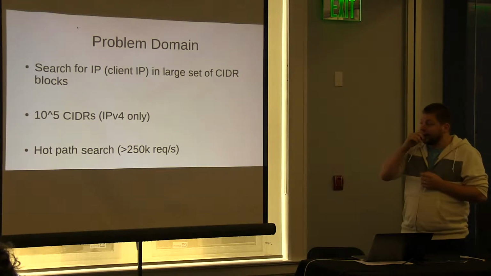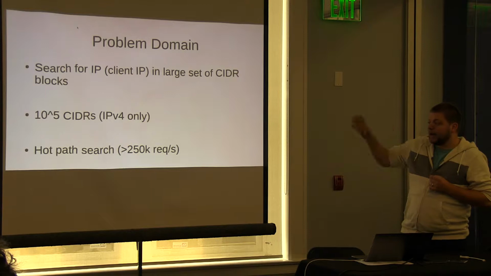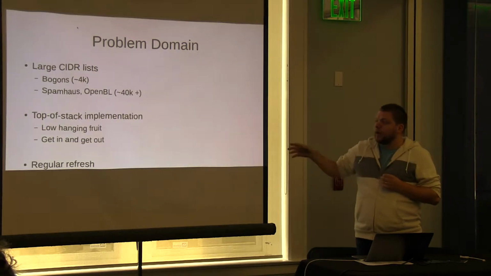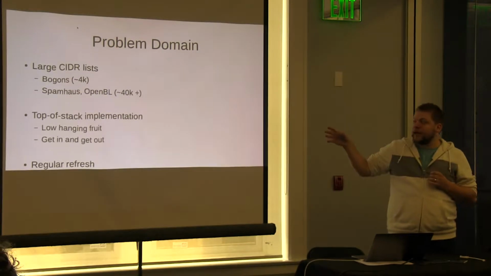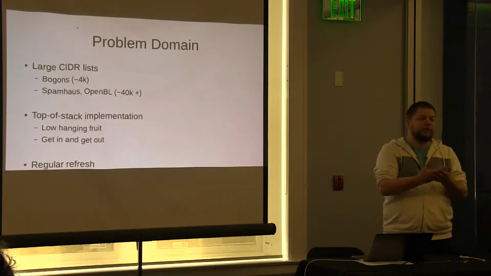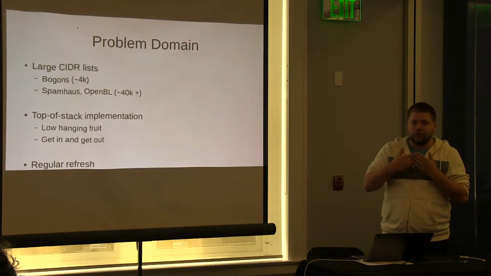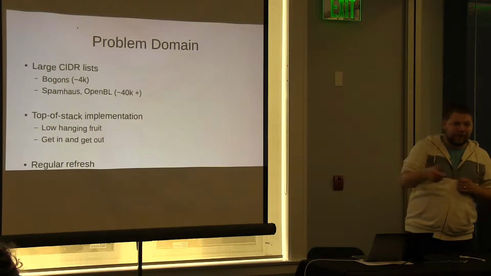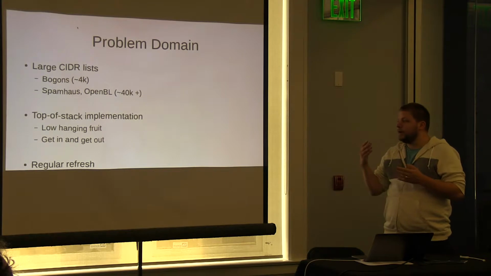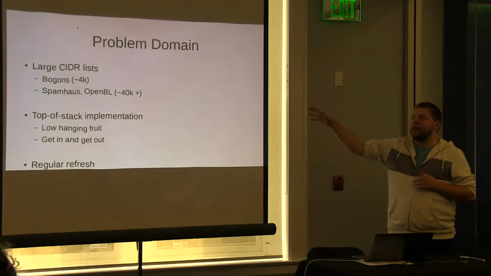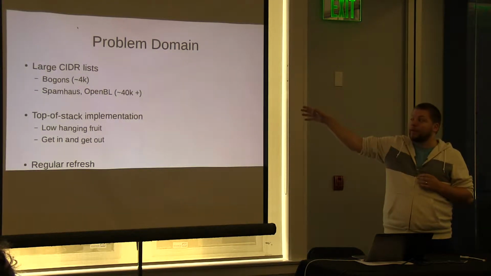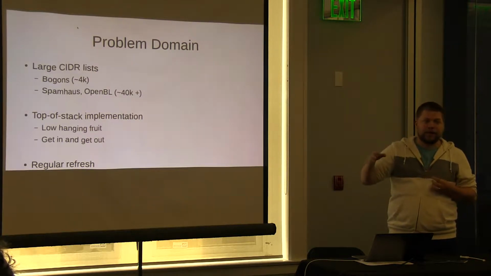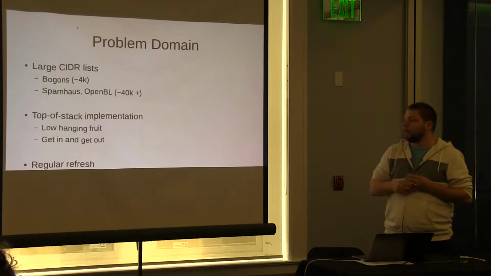This was something that we were doing in a hot path in our infrastructure as part of low-hanging fruit. So we call it like the top of our stack implementation, where it was part of the first part of our security layer. So we really, really cared about performance. We wanted to get in, do our CIDR search, and get out very, very quickly. Not a whole lot of logic here, just checking, again, very, very large lists of IPv4 CIDRs. Get in, do the check, get out very, very quickly. We have a very, very small footprint in our infrastructure.